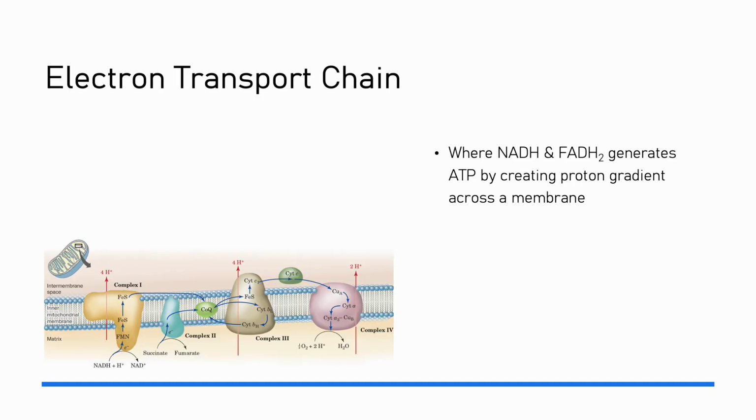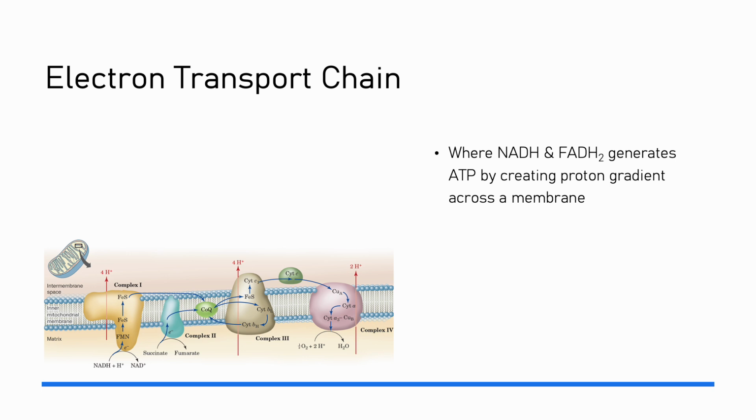Finally, we have the electron transport chain, where the main part of this is taking the NADH and the FADH2 and generating the ATP by creating a proton gradient across the membrane. This is done using the 4 different complexes below, and complex 1 takes NADH and pushes through 4 protons, and then as you can see, complex 2 actually connects with the citric acid cycle, where the succinate is converted into fumarate, which is when the production of FADH2 is done.